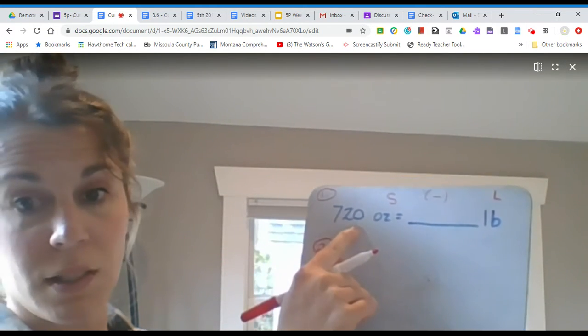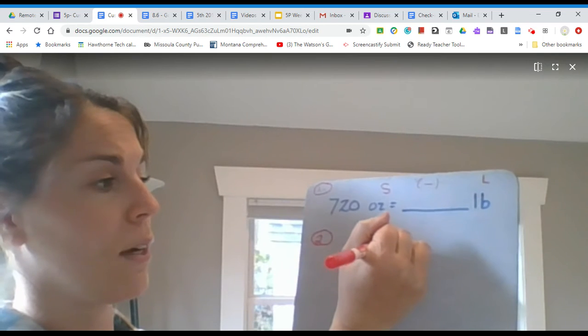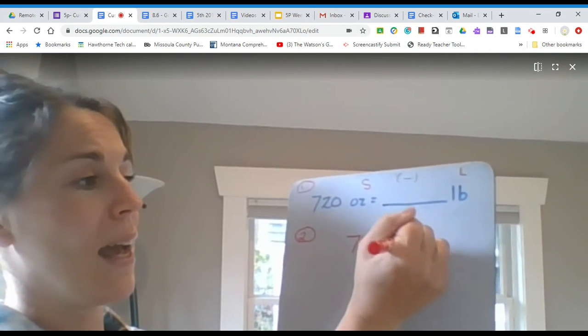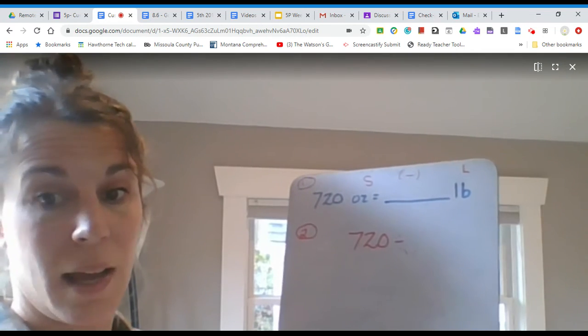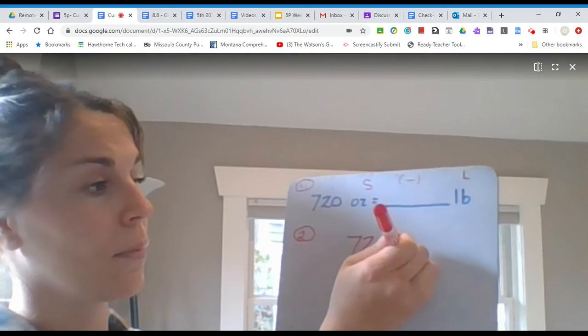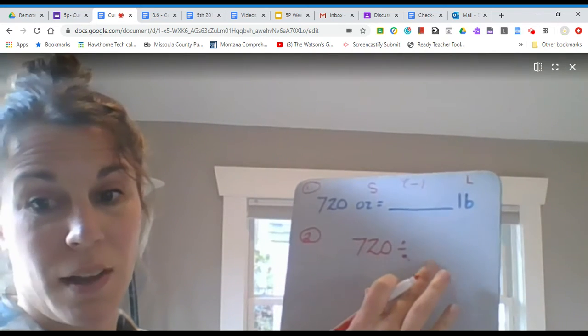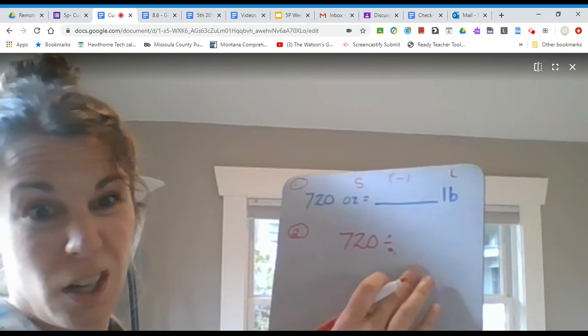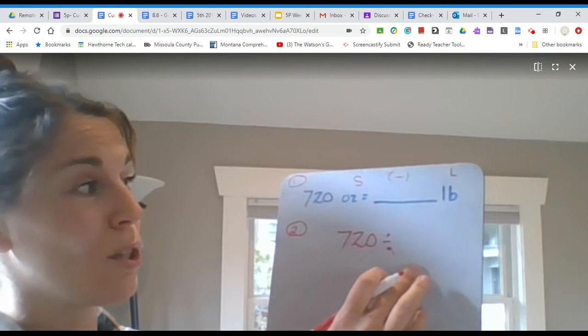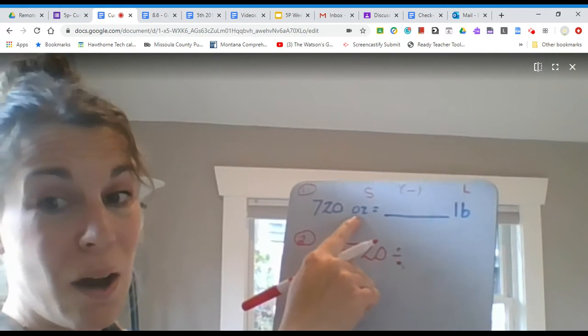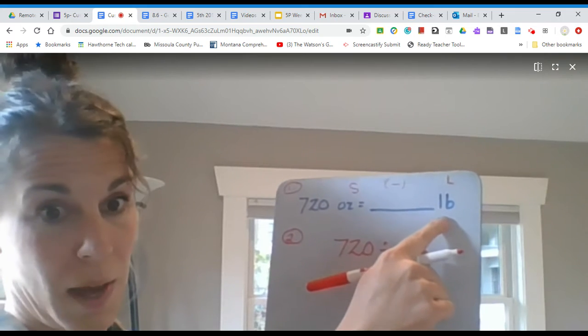Step 2, we know we have 720, so we're going to do 720 divided by... Now, here's where you have to find that magic number. And there's not a lot of choices, which is nice this week. So we need to figure out how many ounces are in 1 pound.